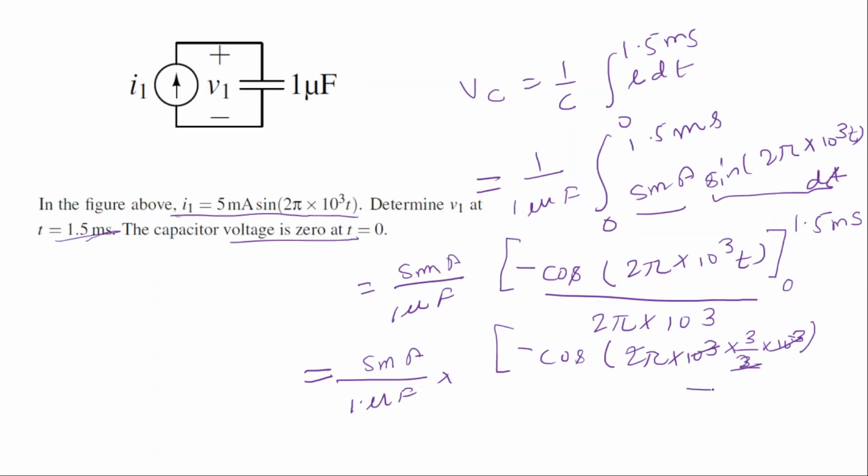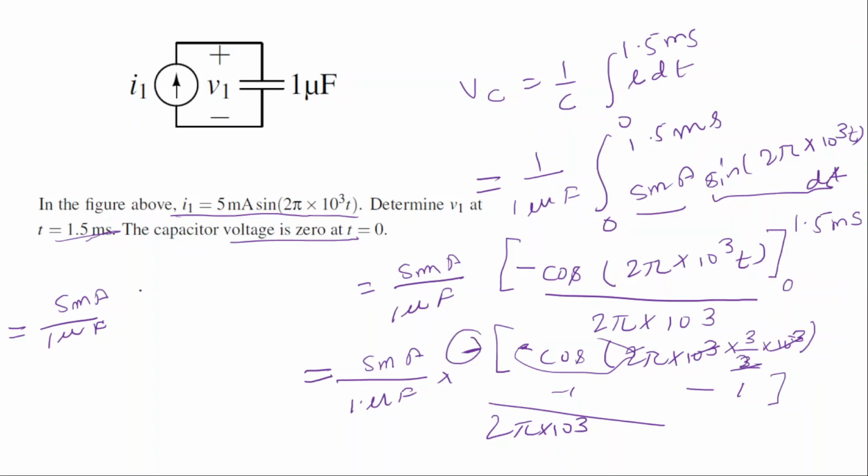So we can put the minus outside. Now we need to find the cos of 0, and cos of 0 is 1. The cos of 3 pi is minus 1. Now this is 2 pi into 10 to the power 3. Let's put it here: 5 milliampere divided by 1 microfarad, this minus cos 3 pi is minus 1, so minus 1 plus 1 and one minus sign is there, so it will become 2.